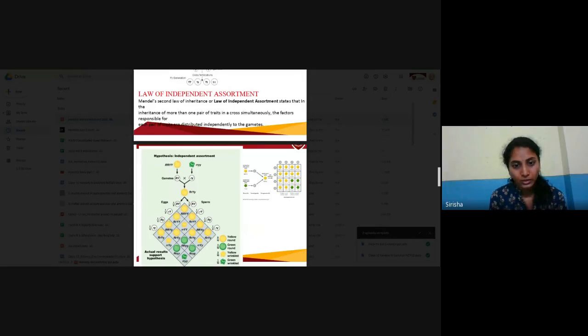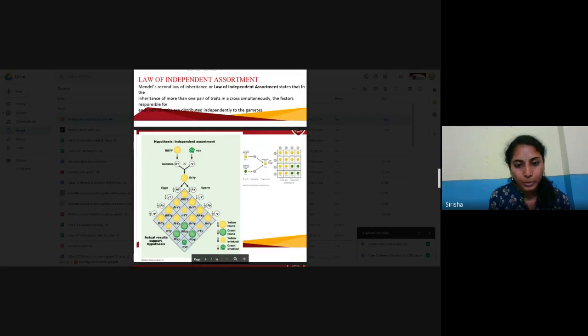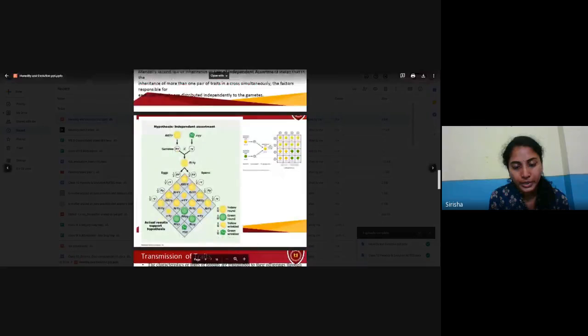He has taken all these things, and this is called a Punnett table. In this, all the generations come in a 9 to 3 proportion. See here, 9 will be yellow round, 3 will be green round, 3 will be yellow wrinkled, and 1 will be green wrinkled. This is the proportion which you get in the law of independent assortment.